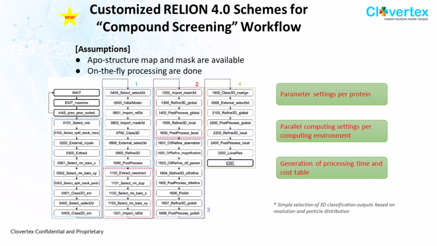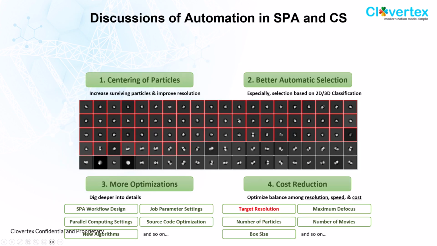So these are something that we are working on now at KEK. And importantly, the parallel computing setting per computing environment can be very complicated for the AWS. So we are doing lots of benchmark testing, so that we are choosing the optimal machine type and also the parallel computing settings for now.